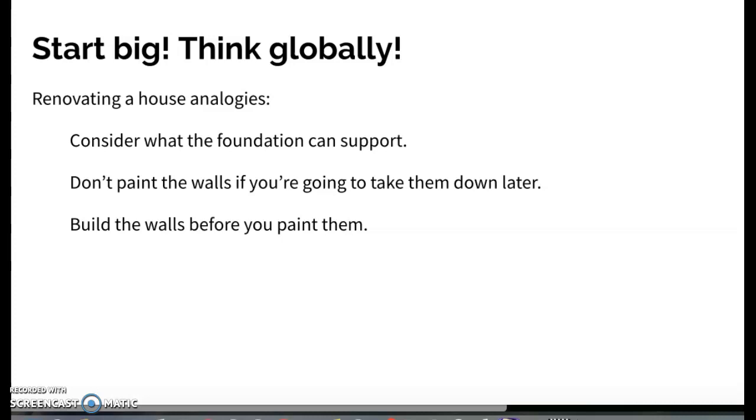And also, don't start making little tiny touches to sentences when you might end up getting rid of those sentences. It's kind of like if you're going to renovate any house, you don't want to start painting first. You don't want to start hanging art on the walls first if you might end up knocking those walls down or moving rooms around, right? So you want to make sure that you do the big things first and work your way down to the little touches. Okay, so build the walls before you paint them.